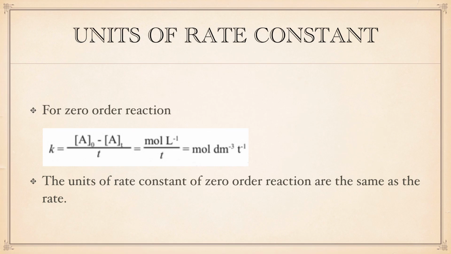So this is the unit for a zero order reaction. Simply, the units of the rate constant of a zero order reaction are the same as the rate. Simply understand, zero order reaction means concentration upon time. So you just have to write down the unit for concentration, and as time is in the denominator, when it comes up it will become inverse.